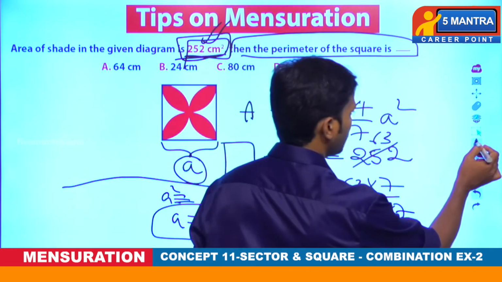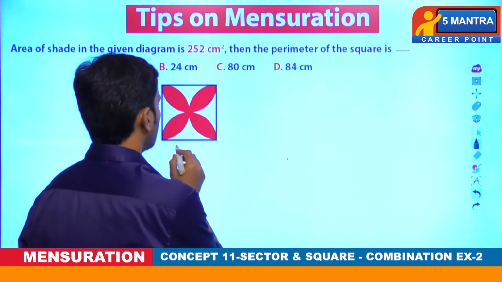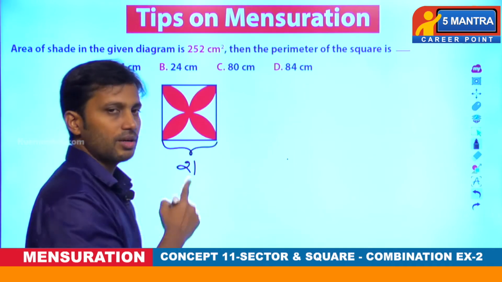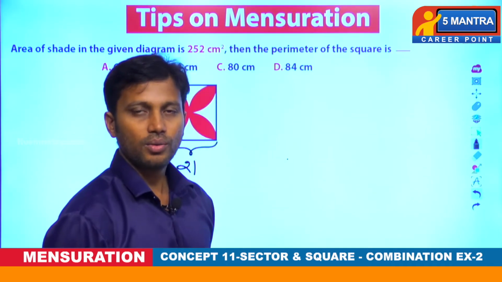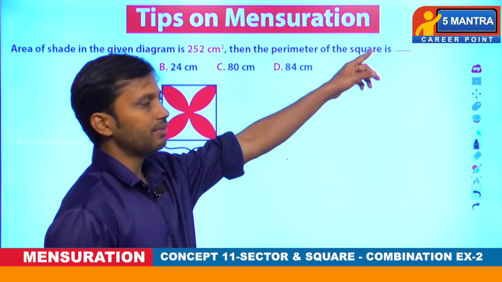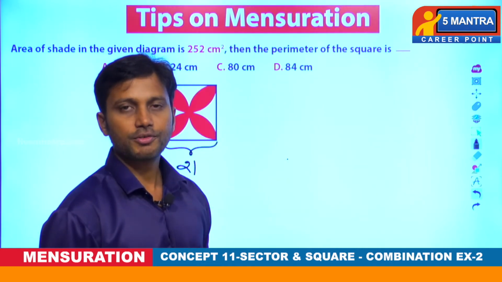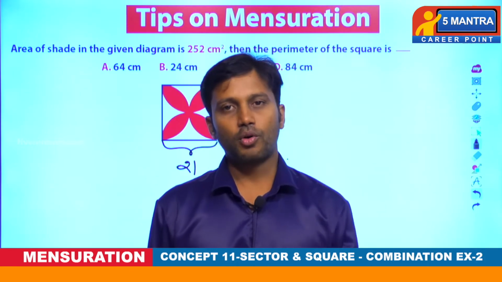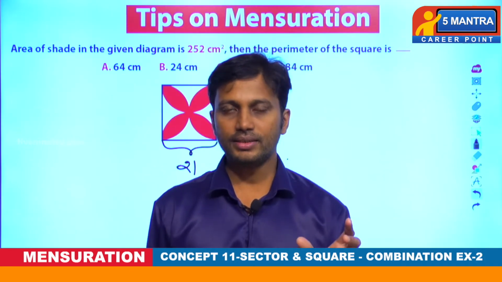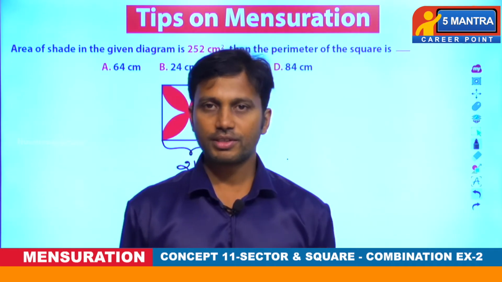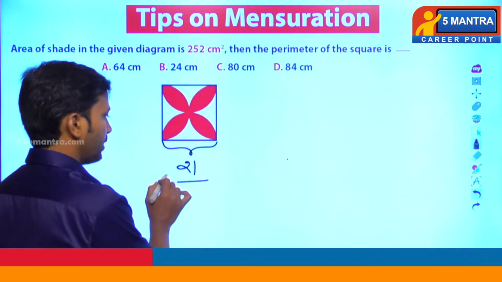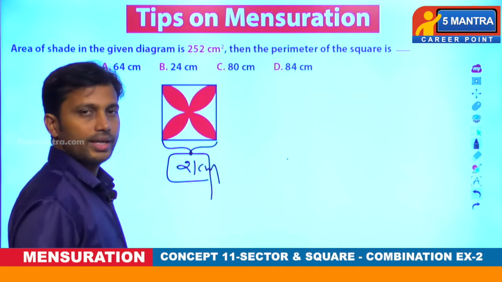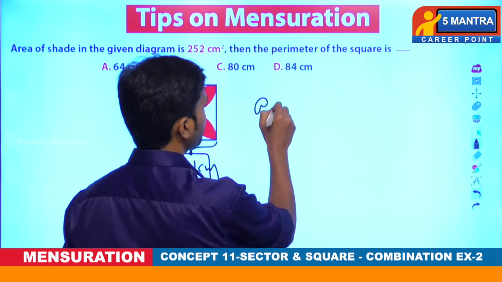So let's do the next. What is the value of A we got? 21, or not? The side is 21 centimeters. Now we need to find the perimeter of the square. What is the basic way to find the perimeter of the square? 4 times its side, or not? If A is the side, then 4A is the perimeter of the square. So what is the value of the side we got now? 21.